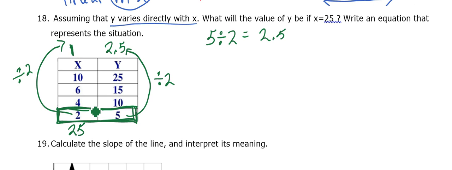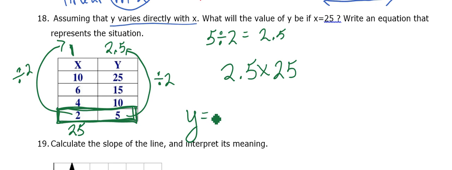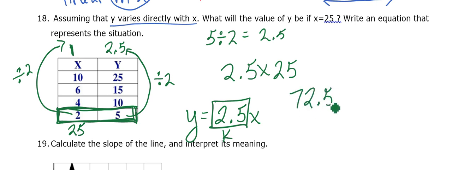And then I just need to know what it is when it's 25. So I'm going to take that 2.5 and multiply by 25. Okay, so my equation for the situation is y equals 2.5x. Remember, my unit rate goes right here. Okay, so now I'm just going to multiply 2.5 times 25. And you should get 72.50, or 72.5 is fine.